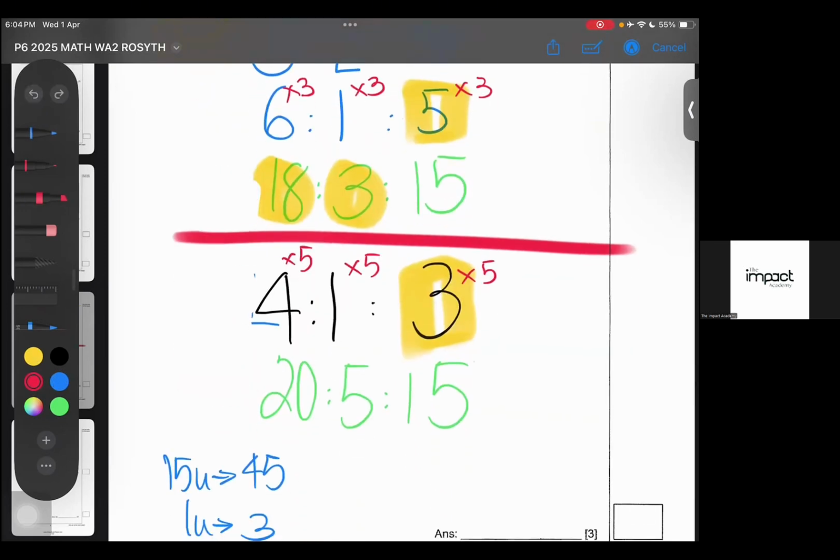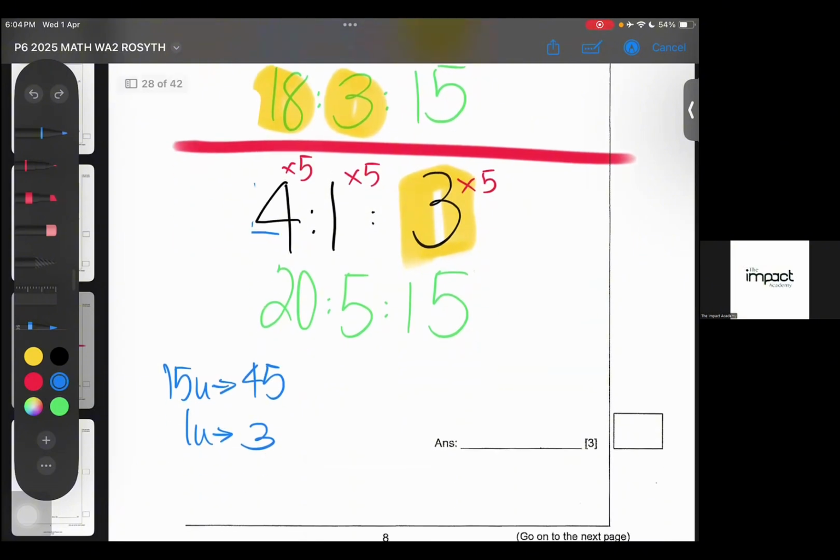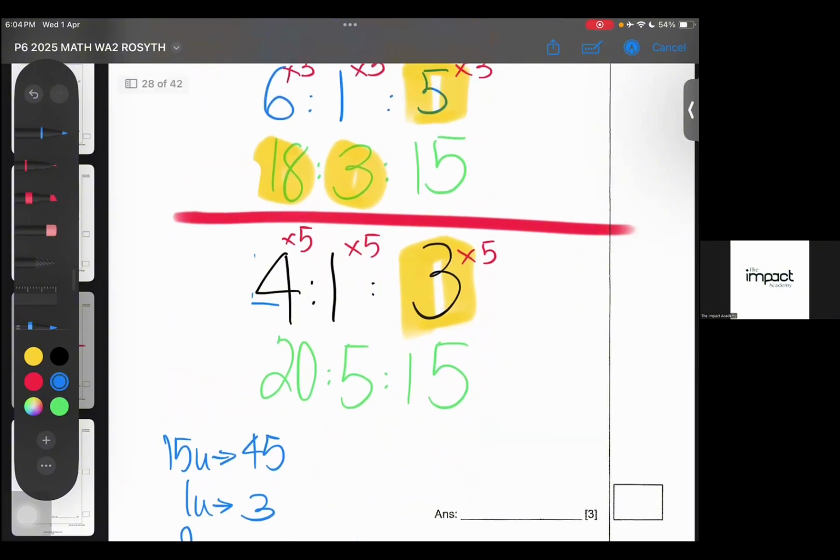2 units. Because from 18 to 20 is how many units? 2 units. Agree or disagree? So it's just 3 times 2. Therefore, it's 6 years difference. Does it make sense to you? If you want to go and find the age before, also can.